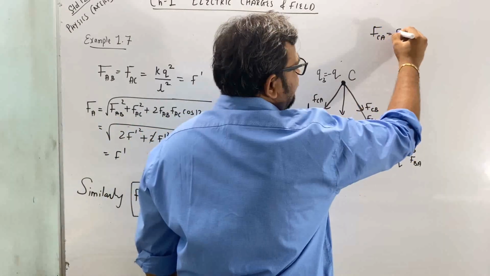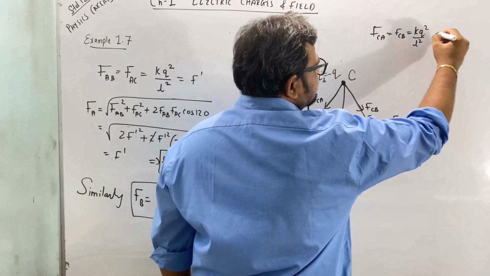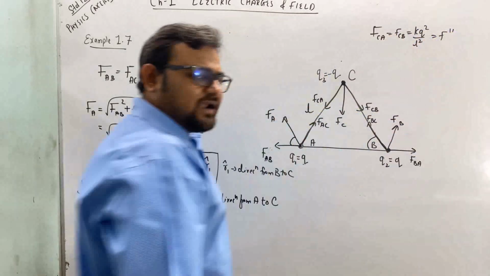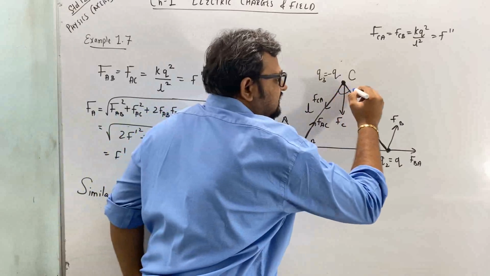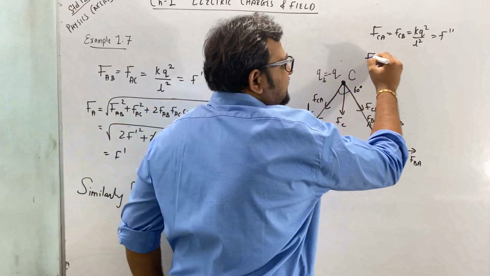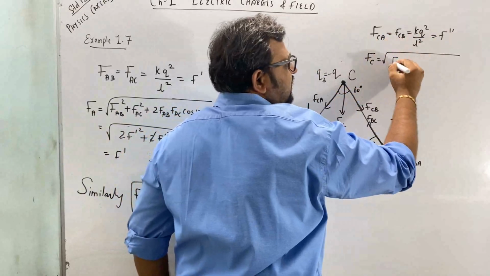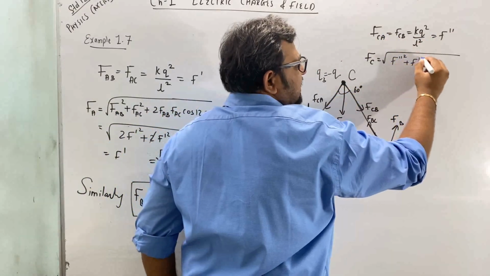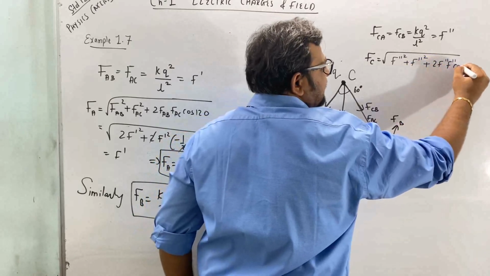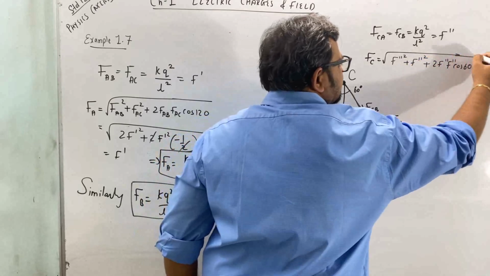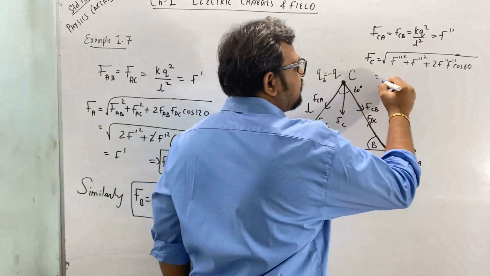FC due to A equals FC due to B equals KQ square by L square. Let's take it as F double dash. Now the angle between these two is 60 degrees. So the resultant force on C, FC due to A, I can directly write down as F double dash square plus F double dash square plus 2 F double dash into F double dash cos 60. Clear? The value of cos 60 is 1 by 2.